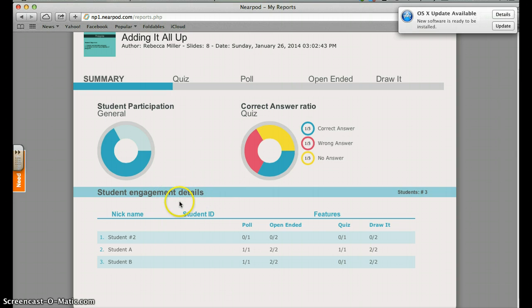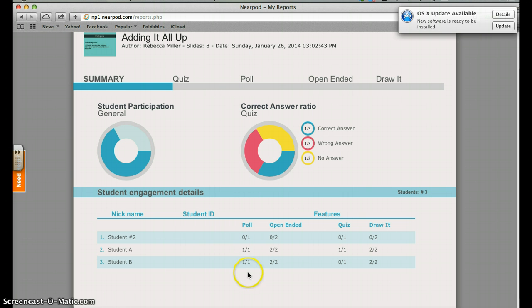If you look down here at the student engagement details, you will find the names of the students. If you would like them to insert their student ID instead of their name, you can have them do that. And then it shows what they've answered out of the questions that we included in our presentation. So we had a poll question, we had open-ended questions, we had quiz questions, and we had the Draw It feature. And you can see that student number 2 did not answer any of those questions.